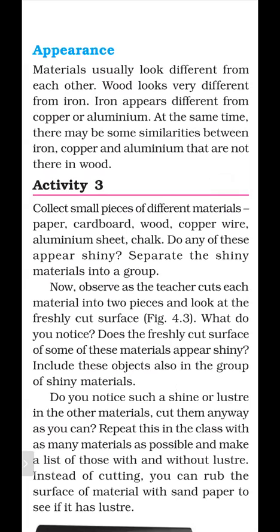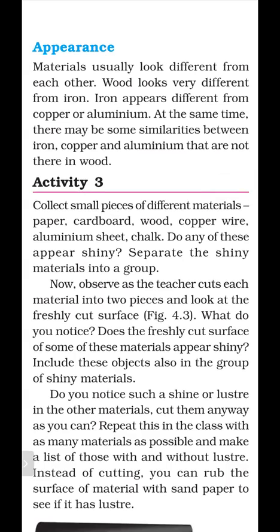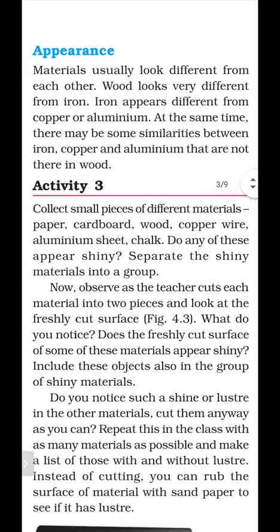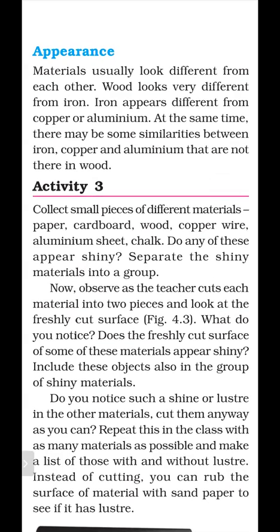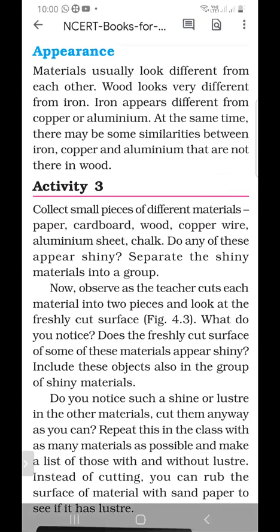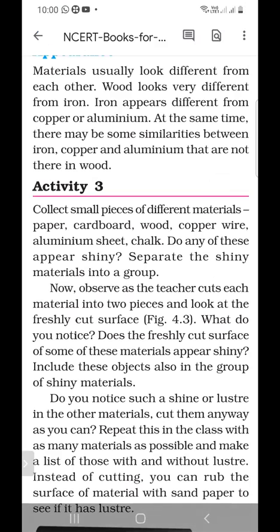When we collect these different materials, paper, cardboard, wood, copper wire, aluminium sheet and chalk, we check whether they shine or not. Some materials can shine and some materials cannot shine. The materials which can shine are called lustrous materials, and the objects which do not shine are called non-lustrous materials.